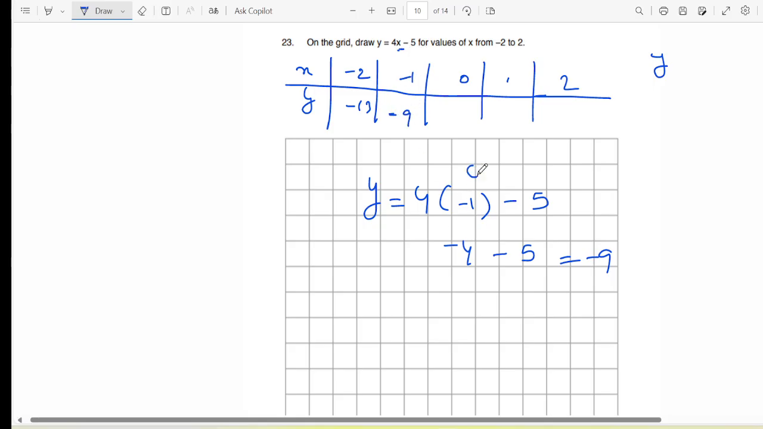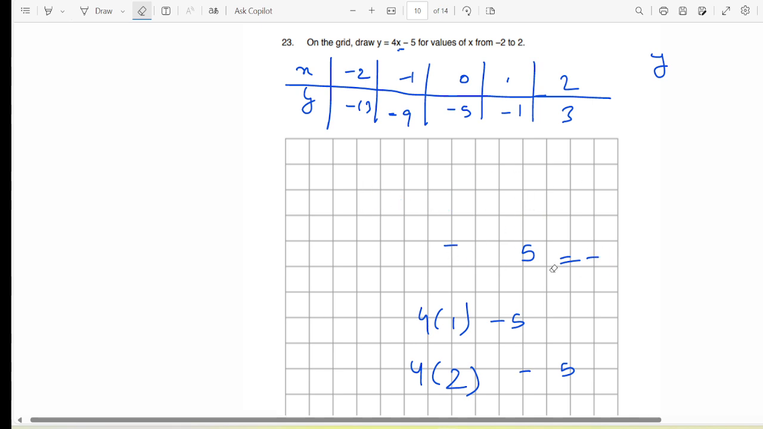If I plug in 0, 4 times 0 is 0, so I will get negative 5. If I plug in 1, 4 times 1 is 4, minus 5 gives me negative 1. If I plug in 2, this gives me 3. So that's how I got the corresponding values for y for different values of x using this equation. Let me just erase it.